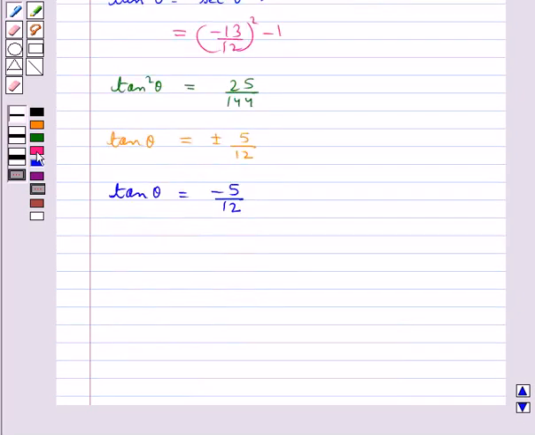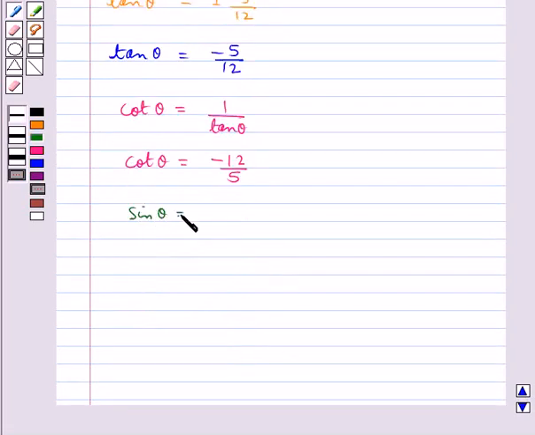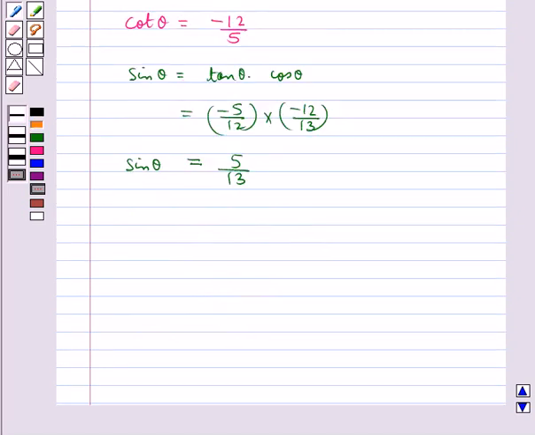Then we have cot theta is equal to 1 upon tan theta. So we get cot theta equal to minus 12 upon 5. Now sin theta is equal to tan theta multiplied by cos theta, which is equal to minus 5 upon 12 multiplied by minus 12 upon 13, which gives the value equal to 5 upon 13. So we have sin theta is equal to 5 upon 13. And cosec theta is equal to 1 upon sin theta. Thus we get cosec theta is equal to 13 upon 5.